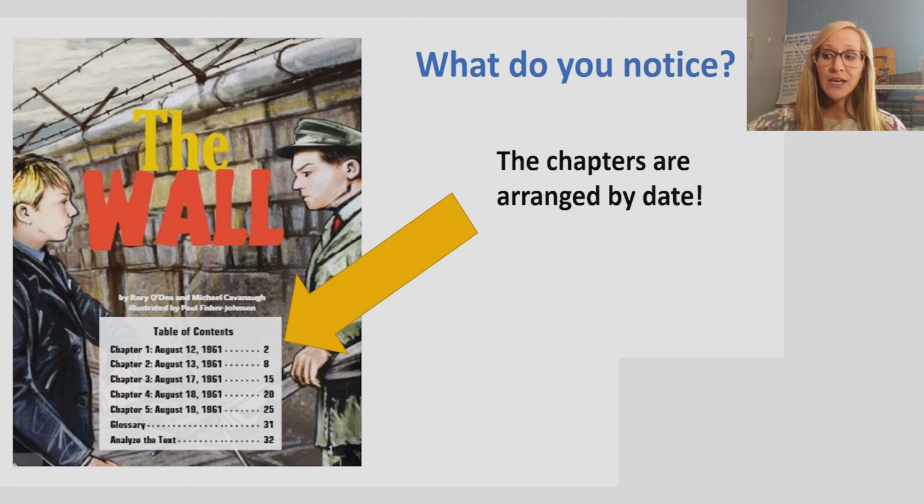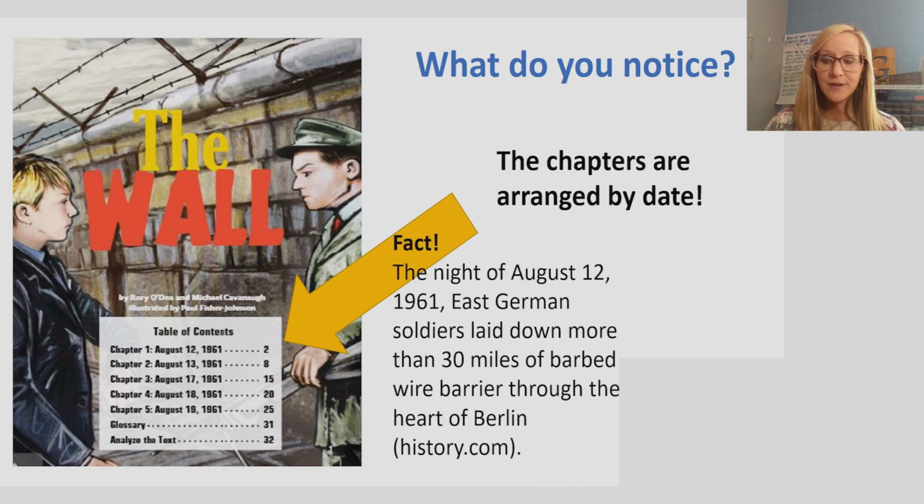Since I knew that the Berlin Wall was built in the city of Berlin, I did a little Google searching and found that on the night of August 12, 1961, East German soldiers laid down more than 30 miles of barbed wire through the heart of Berlin. Look at how that lines up with the dates on the chapters. What do you notice?